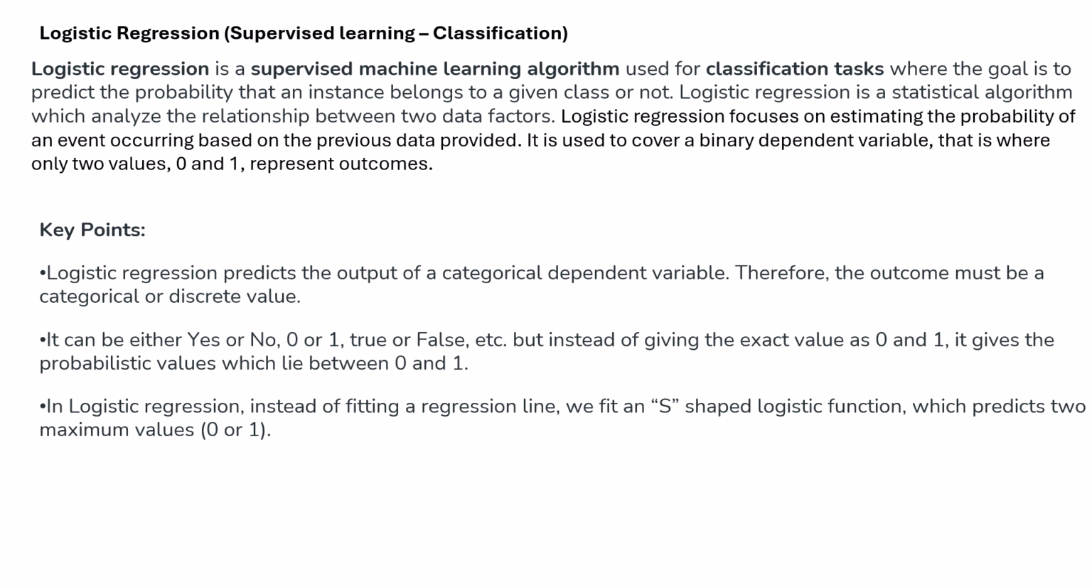Logistic regression is a supervised learning method. It's basically used as a classification method. The goal of logistic regression is to predict the probability that an instance belongs to a given class or not. Logistic regression is a statistical algorithm which analyzes the relationship between two data factors. The key point is that logistic regression predicts the output of a categorical dependent variable. Therefore, the outcome must be a categorical or discrete value. It can be yes or no, 1 or 0, true or false, and so on.